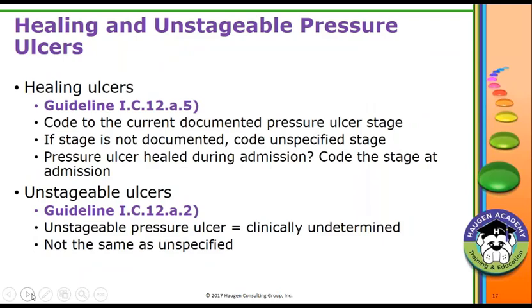So, healing and unstageable pressure ulcers. For healing ulcers, there is a coding guideline that talks about how to code for a healing ulcer. You code to the current documented pressure ulcer stage. So if you have a patient who is in inpatient acute care with a stage 2 pressure ulcer, but now it is a stage 1 while they're in home health care, for that home health care or wound care episode, it's going to be a stage 1 pressure ulcer.